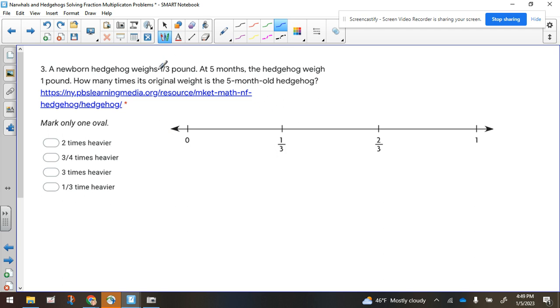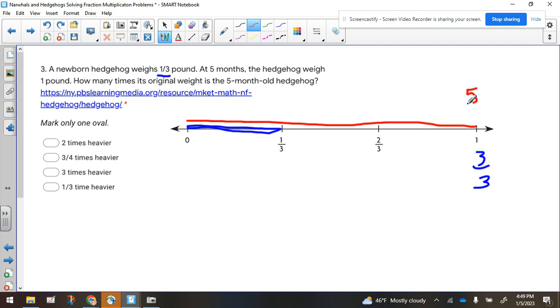So we know that it's 1/3 of a pound when it's a newborn. So that means that it would weigh this amount right here, 1/3 of a pound. Now, at 5 months, it's going to weigh the full pound. Now, remember, that's 3/3 of a pound. So let me draw a separate line to show that. This is at 5 months.